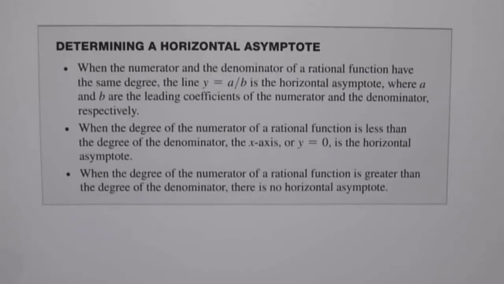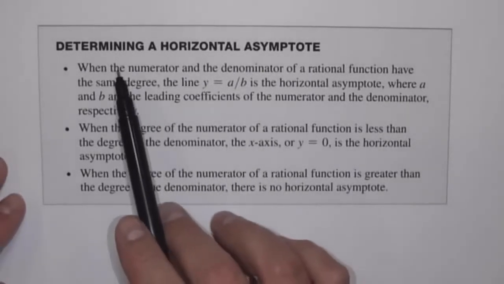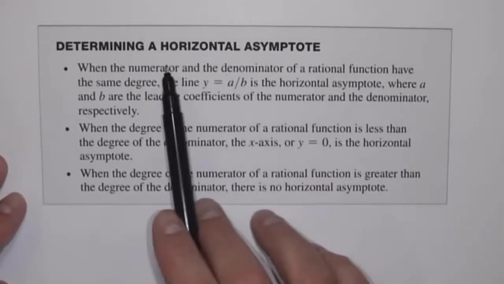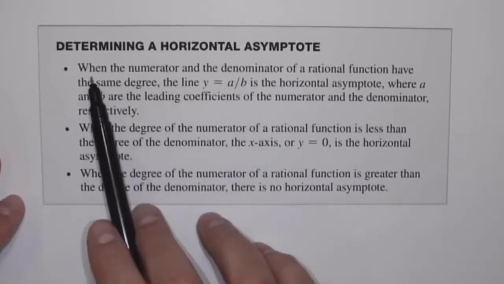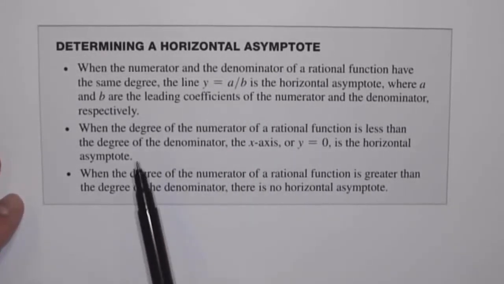So in the last video, we looked at vertical asymptotes. In this video, we're going to look at how to figure out what the horizontal asymptotes are going to be. So we have three different conditions.